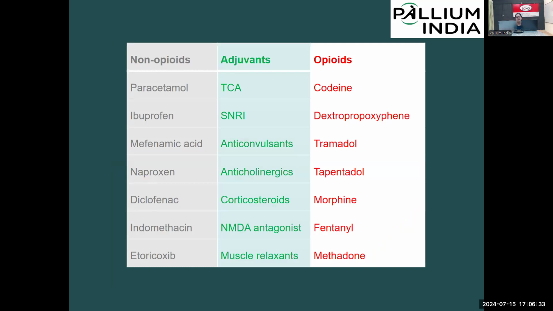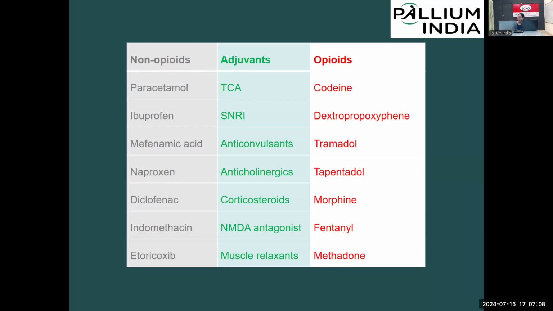Non-opioids include paracetamol and NSAIDs like ibuprofen, mefenamic acid, naproxen, diclofenac, indomethacin, etoricoxib. We have adjuvants like tricyclic antidepressants, SNRIs, anticonvulsants, anticholinergics, corticosteroids, NMDA antagonists, muscle relaxants. The step 2 opioids include codeine, dextropropoxyphene, tramadol, tapentadol, and step 3 opioids, morphine, fentanyl, methadone. So today we'll be dealing with step 3 opioids.